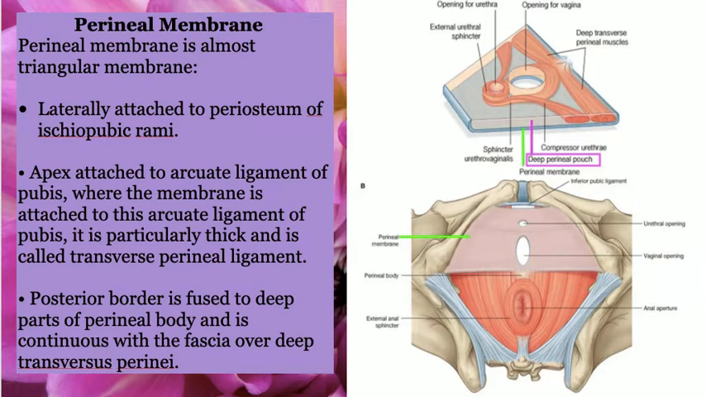The perineum is continued, and we'll talk about the perineal membrane, right? So this is the perineal membrane, which is almost triangular in shape. You already know about it. Laterally attached to the periosteum of the ischiopubic rami, the apex attached to the arcuate ligament of the pubis, right? And the posterior border is free and fused to the perineal body in the middle part of it.